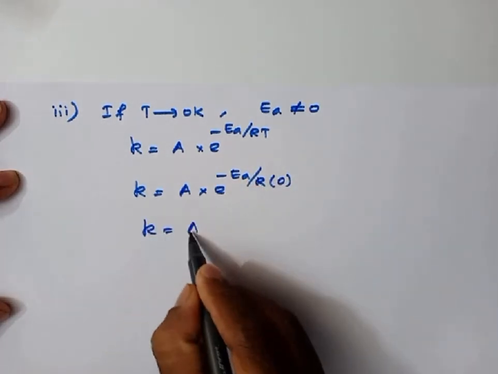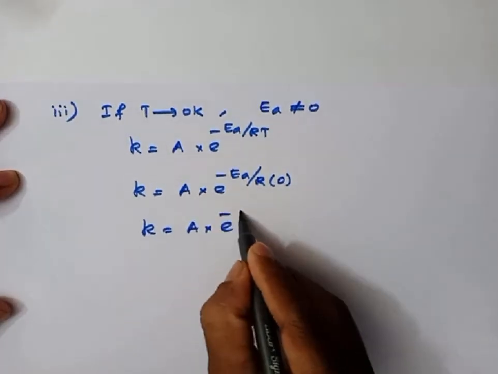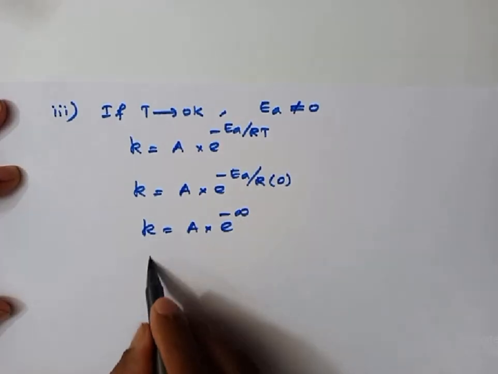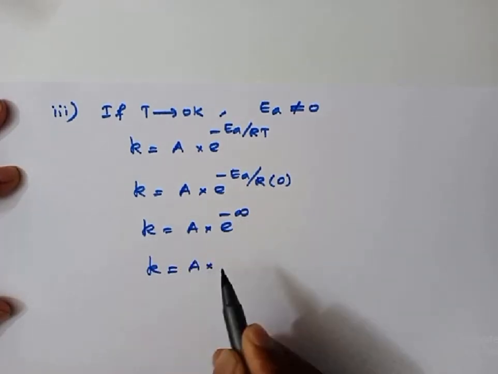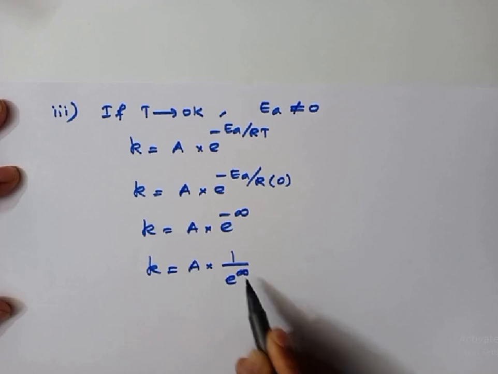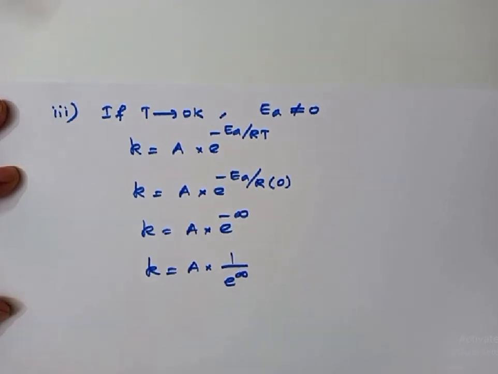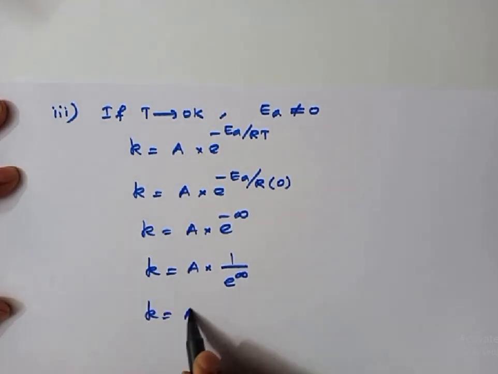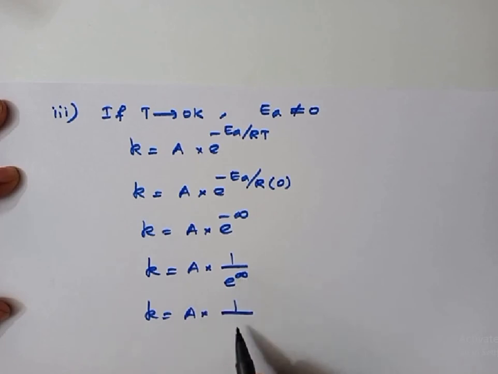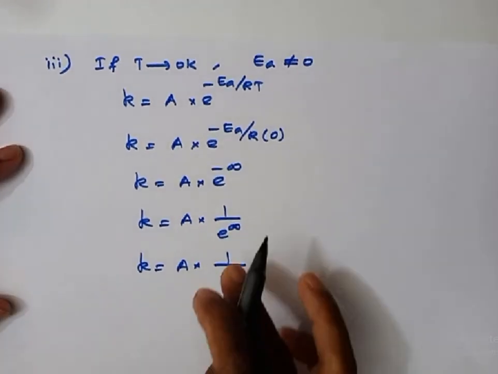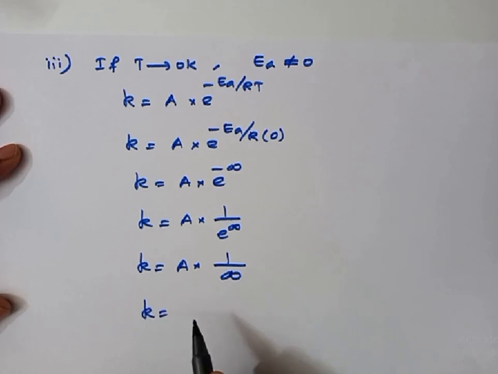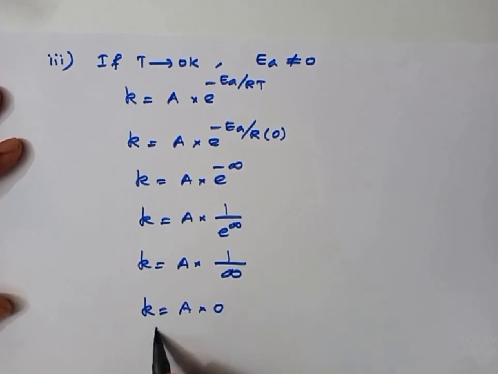So K is equal to A into e power minus infinity, which can be written as e power 1 by e power plus infinity. Or K is equal to A into 1 by e power infinity. e power infinity is infinity, and 1 by infinity is 0. Therefore K becomes equal to 0.